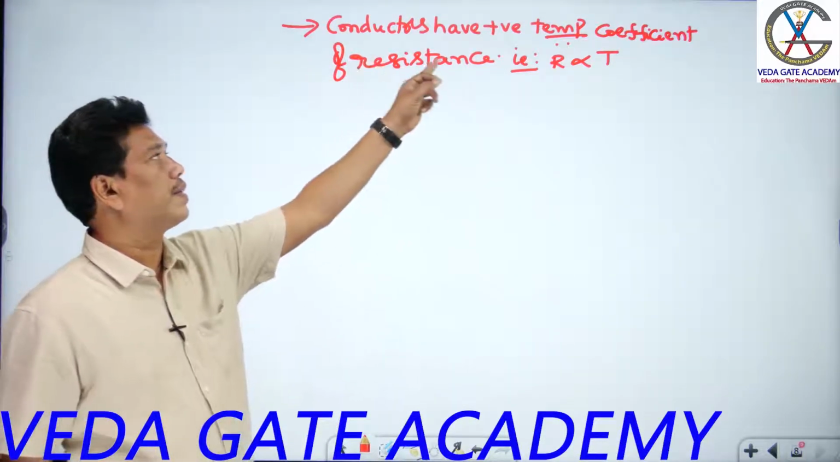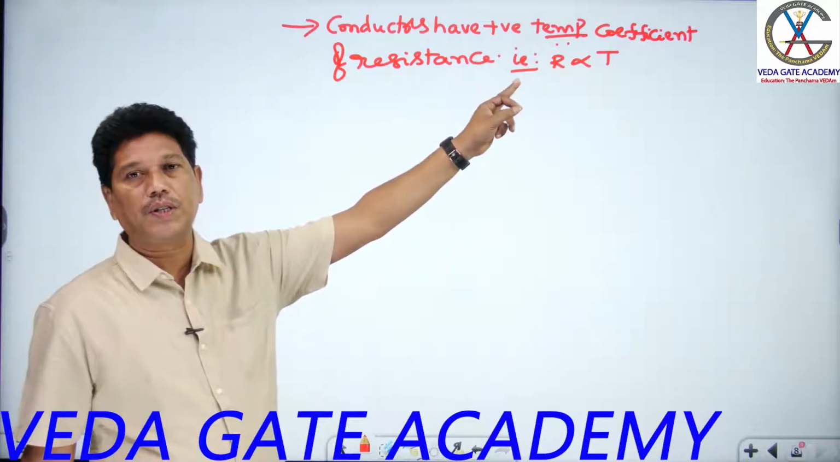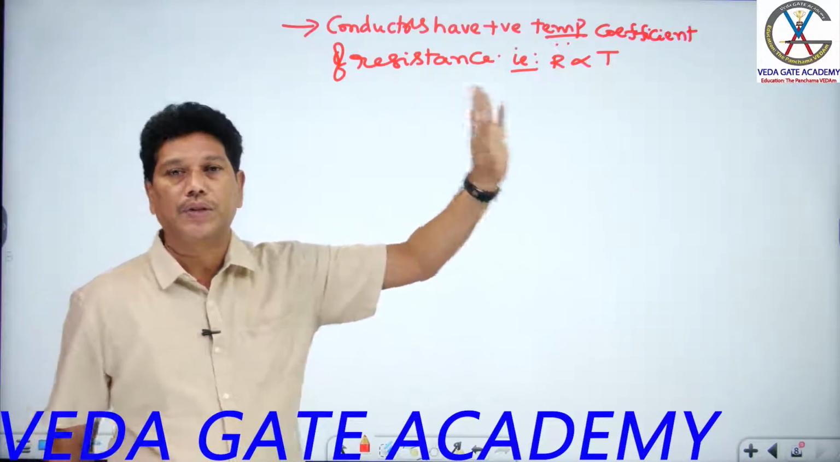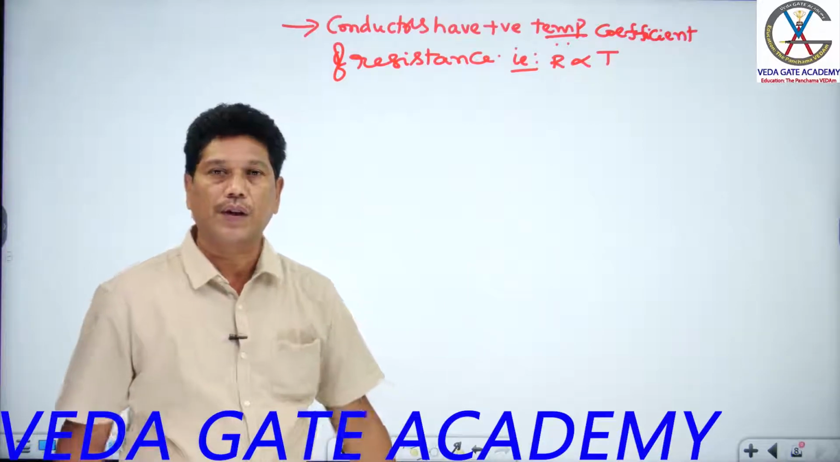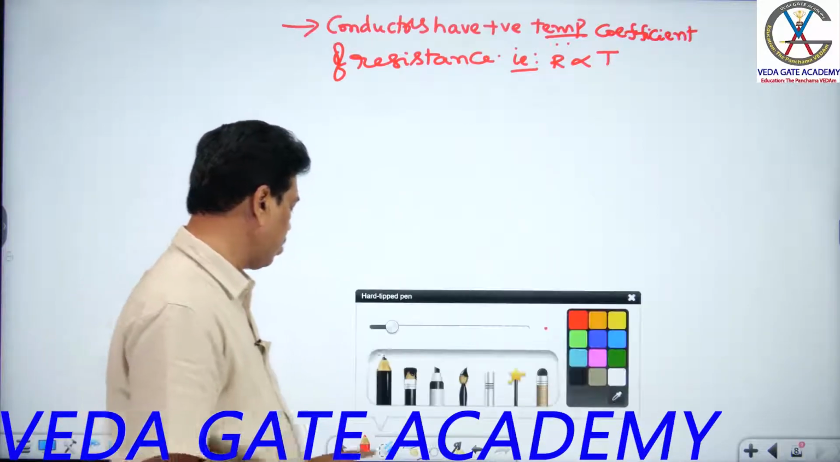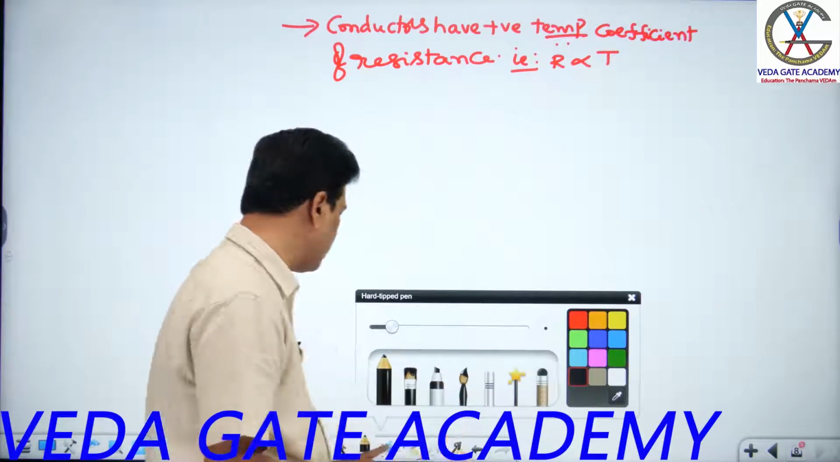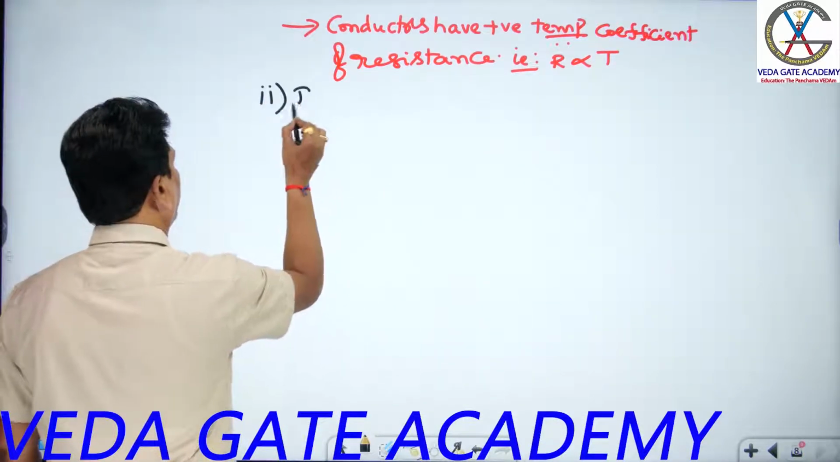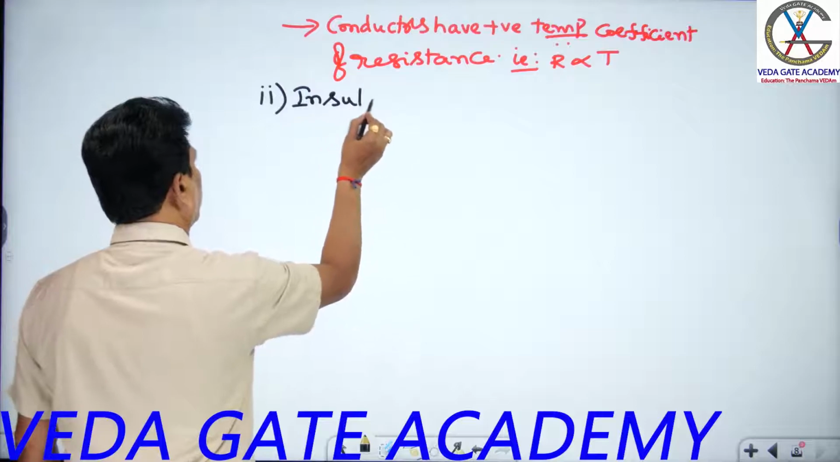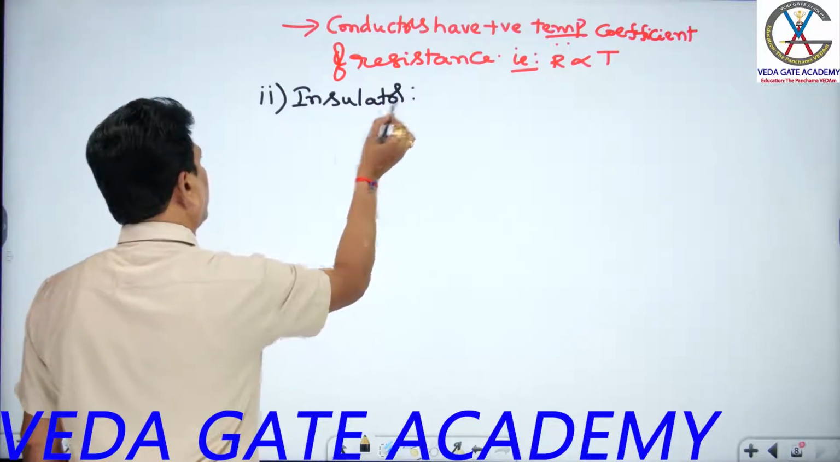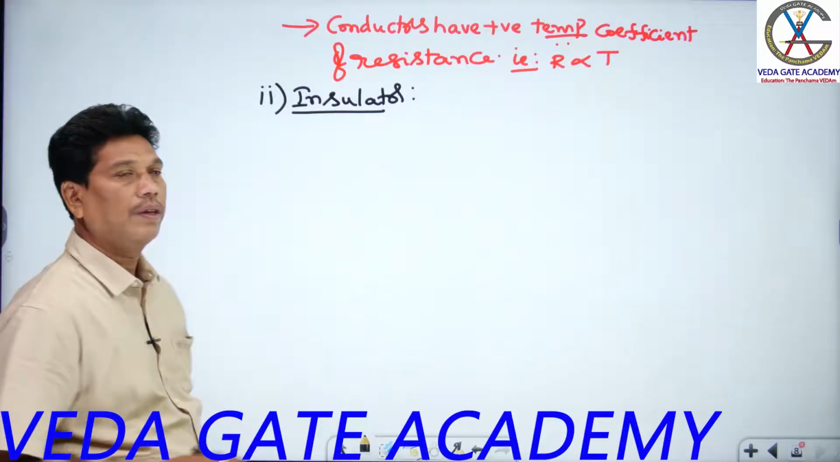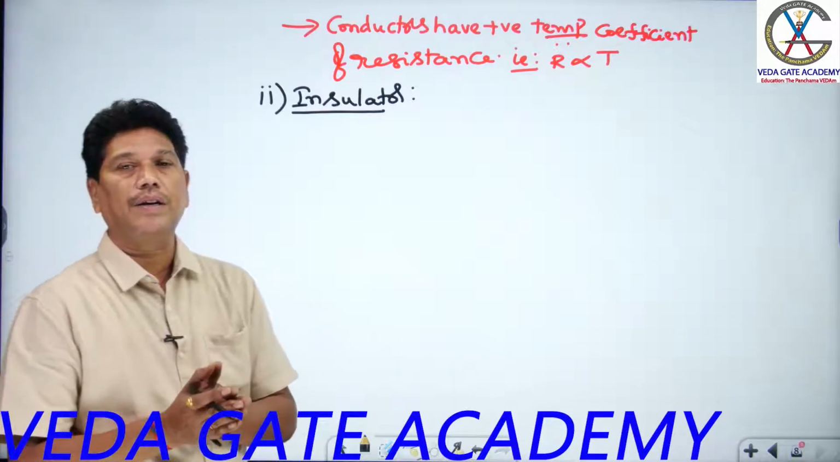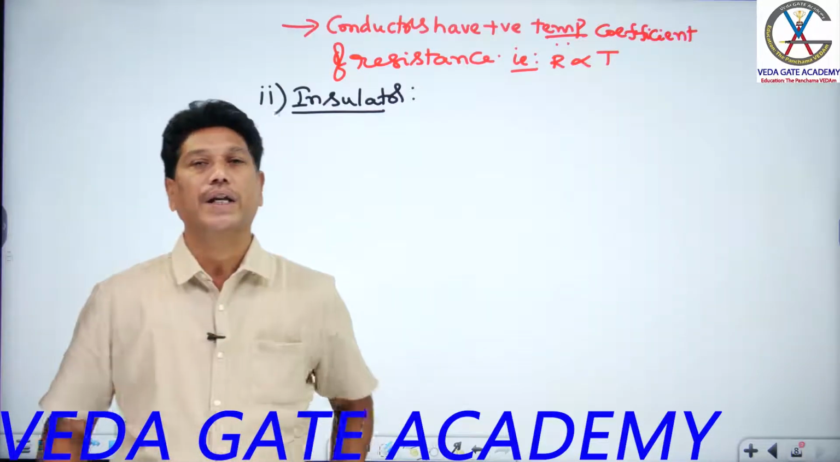So conductors have positive temperature coefficient of resistance, I told. As temperature increases, the resistance of a conductor increases. Confirm now, students? Now I can check out the next one, that is the insulator. I go for insulator, students. As compared to a conductor, an insulator is simply called a non-conductor, students.